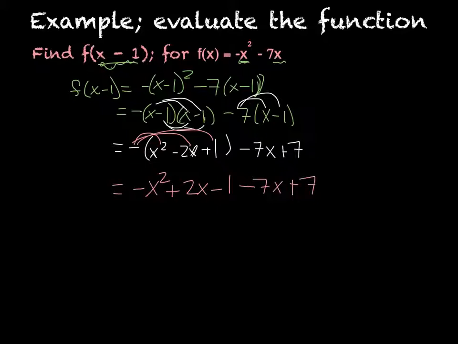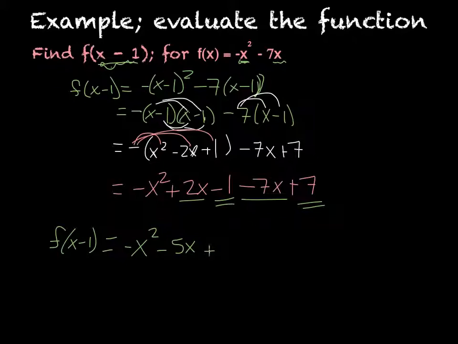Then I combine my like terms, so I have a 2x and a negative 7x, a negative 1, and a positive 7. So my final answer is f of x minus 1 equals negative x squared minus 5x plus 6. And that would be your final answer.